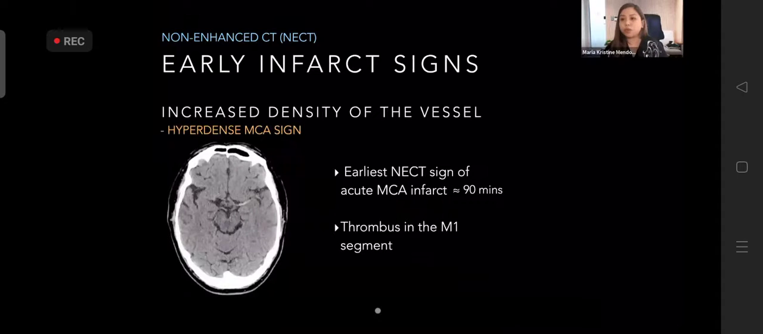Okay, so just to give you representative images of how this increased density of the vessel sign looks. So the most common, the hyperdense MCA sign. As you can see, the hyperdense, or the white appearance of the left MCA, particularly the M1 segment, which corresponds to the thrombus in that vascular segment.